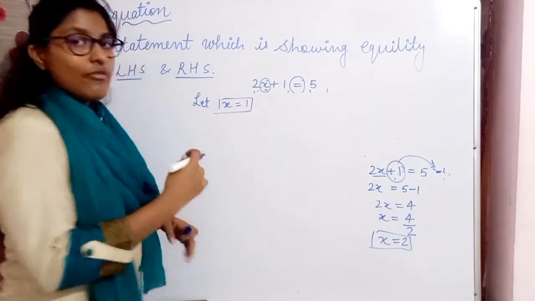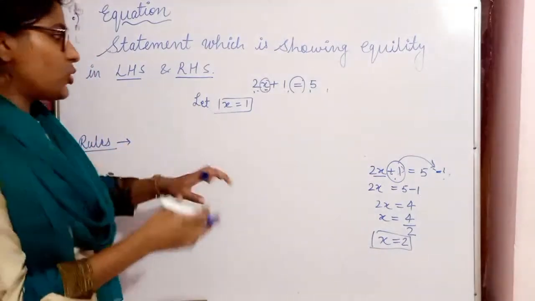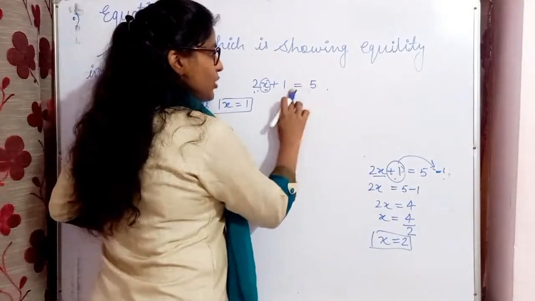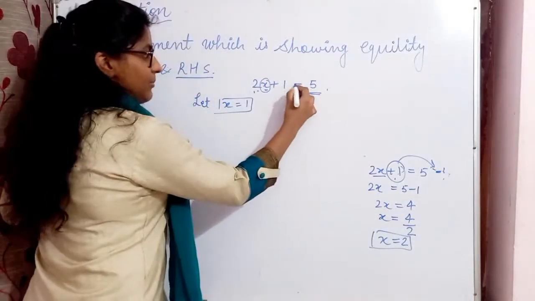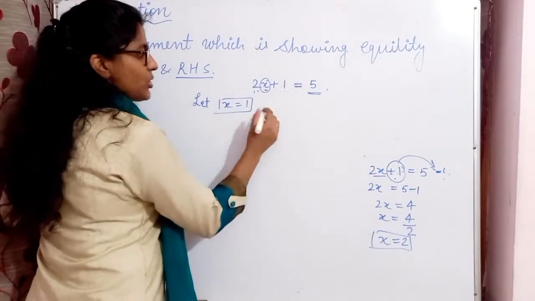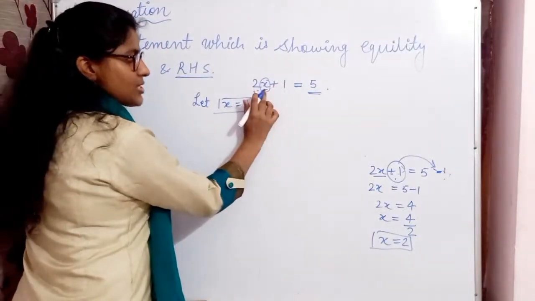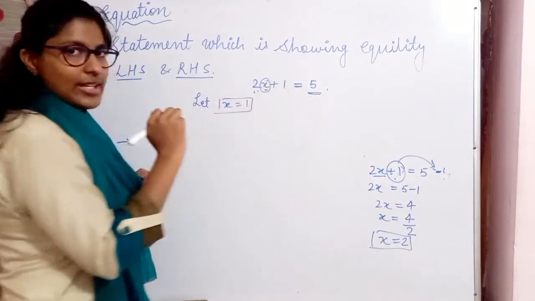We are letting the value of x, assuming no mind. Only if the value of x is 1, can this equation's value be 5? Because the equation is 2x plus 1 equals 5. So when we put the value of x here, in that situation we should get 5.